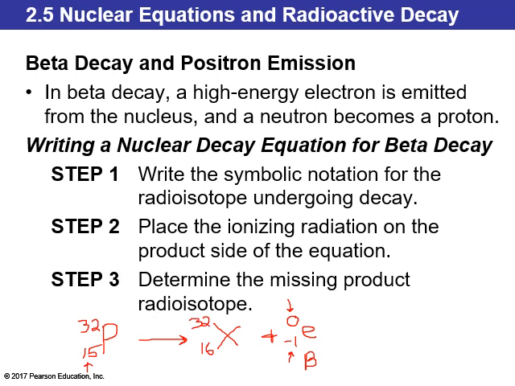If we look at the periodic table of the elements, the element that has an atomic number of 16 is sulfur. So our final equation would look like this. We'd have phosphorus-32 with an atomic number of 15 reacts to make sulfur with an atomic number of 16 and a mass number of 32, plus our beta particle, our electron with a -1 atomic number and a 0 mass number.